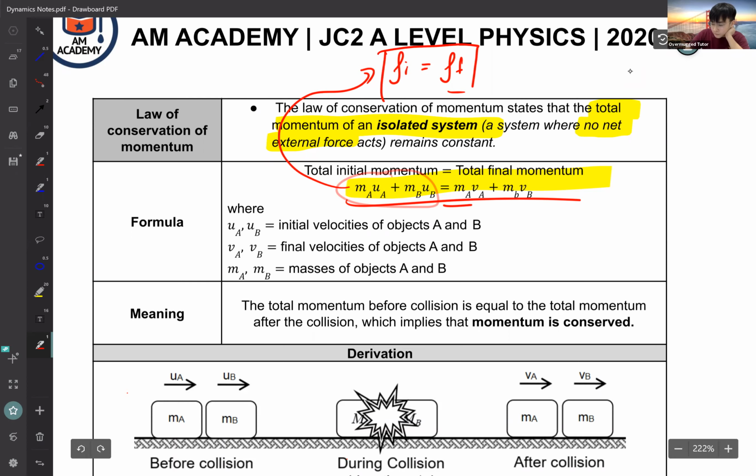So the overarching formula that you should have in your head is this: initial total momentum of the system is equal to final total momentum of the system. And then you'll be a lot safer for the exams. I hope I brought my point across. Don't blindly memorize. You have to understand what's going on.